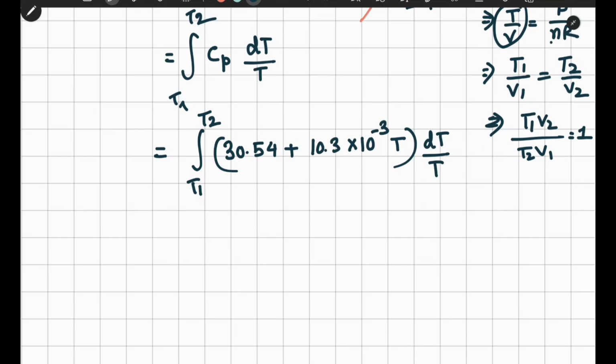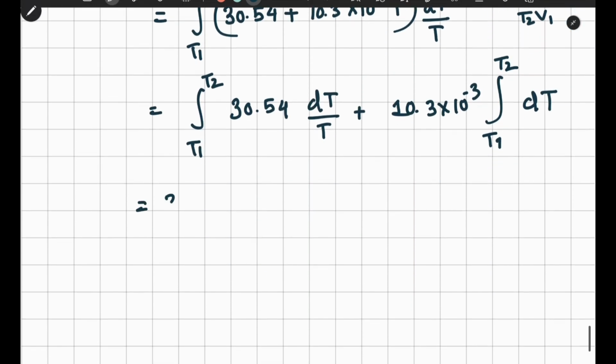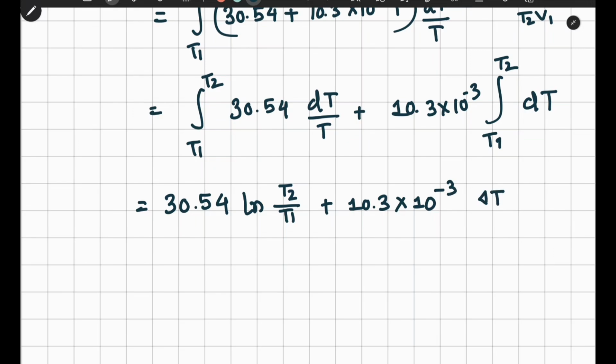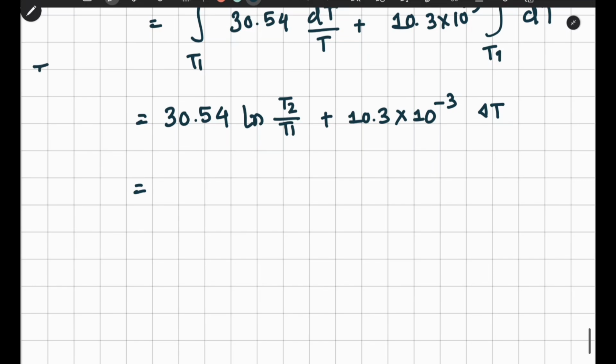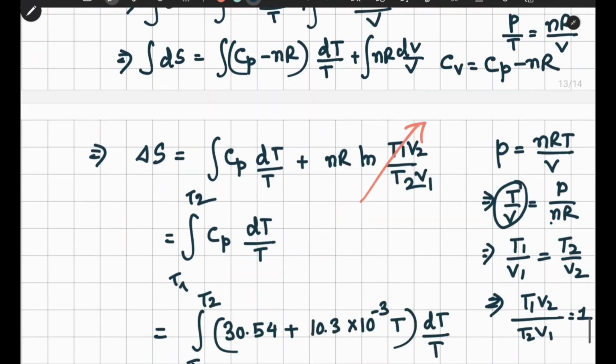If we simplify it, we will obtain, from T1 to T2, 30.54 dT by T plus 10.3 into 10 to the power minus 3, again integrating T1 to T2, and here it will be only dT. So eventually the answer will be 30.54 ln T2 by T1 plus 10.3 into 10 to the power minus 3 times delta T. So what is the delta T? T2 is given here as 1000 and T1 is 400.